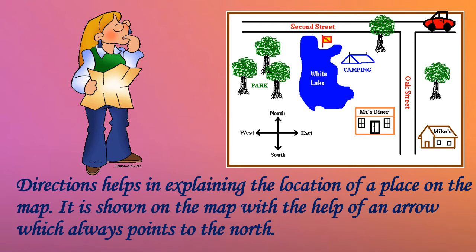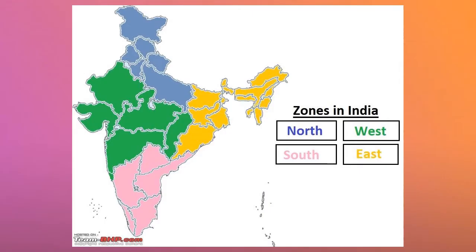Directions help in explaining the location of a place on the map. These directions are shown on the map with the help of an arrow, and this arrow will always point towards the north. If you look at the image, it's an India map that has four colors. These colors represent the four cardinal directions. The color blue represents north, pink is for south, yellow for east, and green for west. So we have north, south, east, and west.